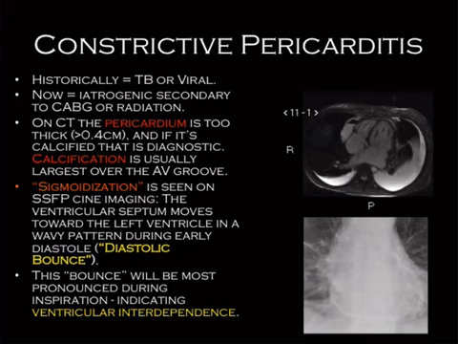So some buzzwords here: sigmoidization, diastolic bounce, ventricular interdependence. These are all basically referring to the septum moving back and forth. And it's all occurring secondary to this physiology where you've got a calcified pericardium. Now, why do you have a calcified pericardium? Historically, and probably on the test, it'll be secondary to TB. In the real world, it's usually secondary to a CABG.